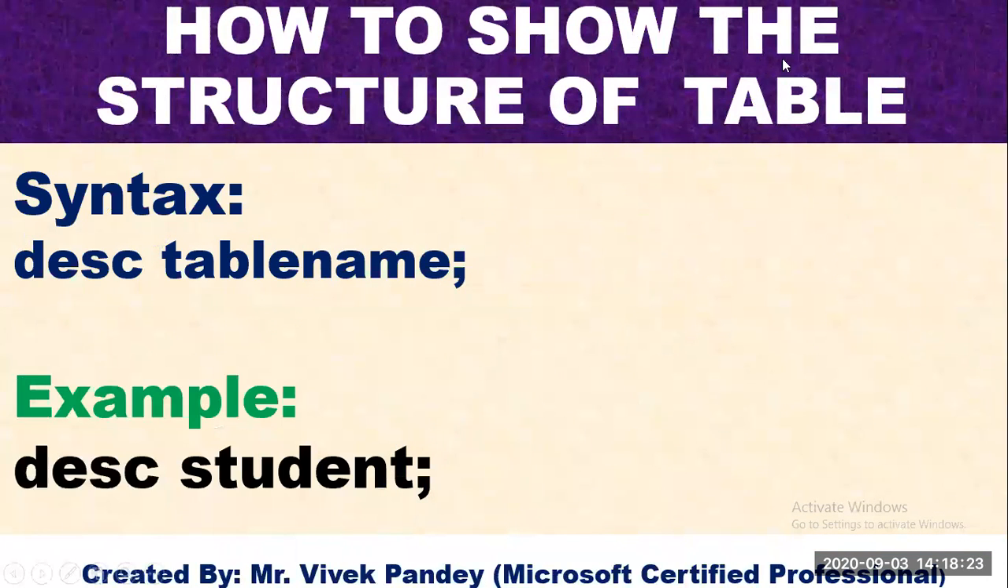How to show the structure of a table? In order to show the structure of a particular table, we use the DESC command. The syntax of the DESC command is as follows: DESC table_name. For example, in order to display the structure of the table student, we give the following command in MySQL: DESC student.